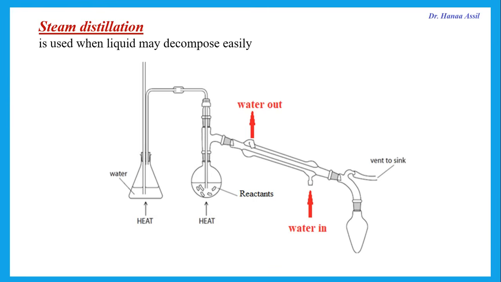And then the liquid evaporates, cools, condenses, and is collected in the pear-shaped flask on the other end.